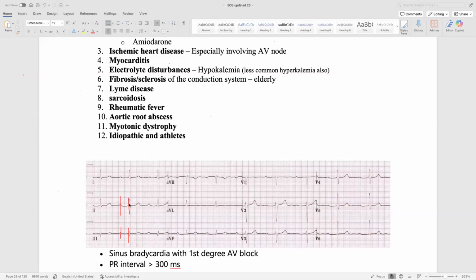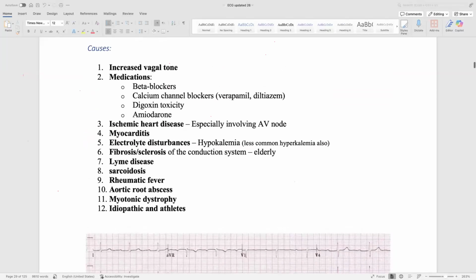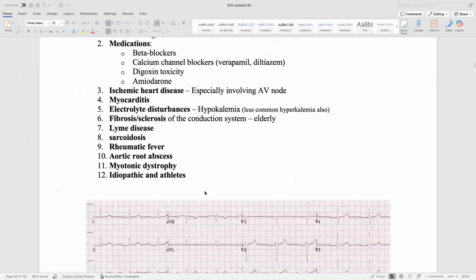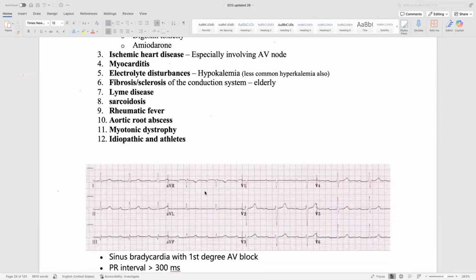To confirm this, check the PR and QRS, and the same delay in every beat. It is just a first degree block. The causes, ask the patient: any vagal tone, any medication, any ischemia, any itis, any electrolytes, any congenital, myotonic dystrophy, sarcoidosis.